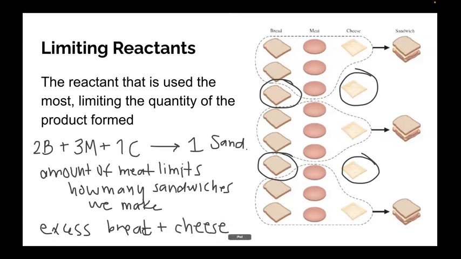So what we're going to be doing today is utilizing stoichiometry to figure out, in an actual chemical reaction, what's our meat in this case, what's going to be our limiting amount of reactant, and what's going to be our excess and how much excess we're going to have left over.